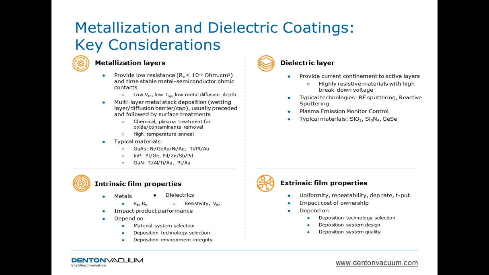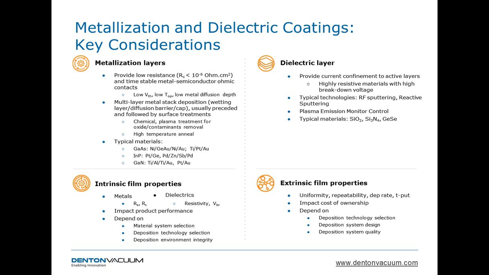Materials used for these layers vary widely. For gallium arsenide, the typical layer stack would be nickel, germanium gold, nickel gold for N contacts, and Ti-platinum gold for P. For indium phosphide, we would have something like platinum germanium, or palladium zinc antimony palladium. Or for gallium nitride wide bandgap semiconductor, we would have aluminum, so Ti-aluminum, Ti-gold for N layers, and platinum gold for P layers.